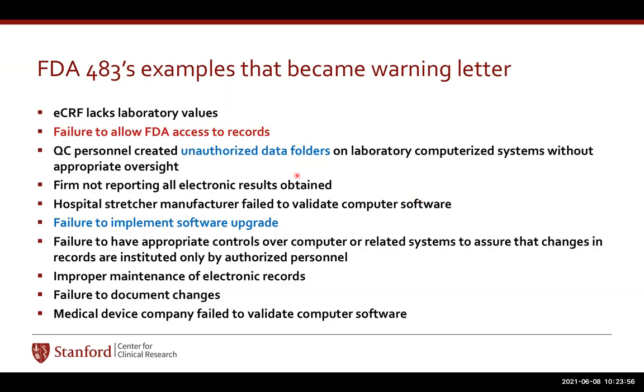Next one. So these are some of the excerpts from the 483s that became warning letters. Some of them could be very, very recent also, but I will focus on this. Failure to allow FDA access to record. Now, someone there in the field or industry had their electronic record. FDA comes on the site, they want to inspect, and then they could not provide access to the record. I think that's very, very serious. Of course, it became a warning letter. Electronic case report form, there was a citation on that. Unauthorized data folder, like we are to create the data folder here and there, but a controlled system has a structured data folder.